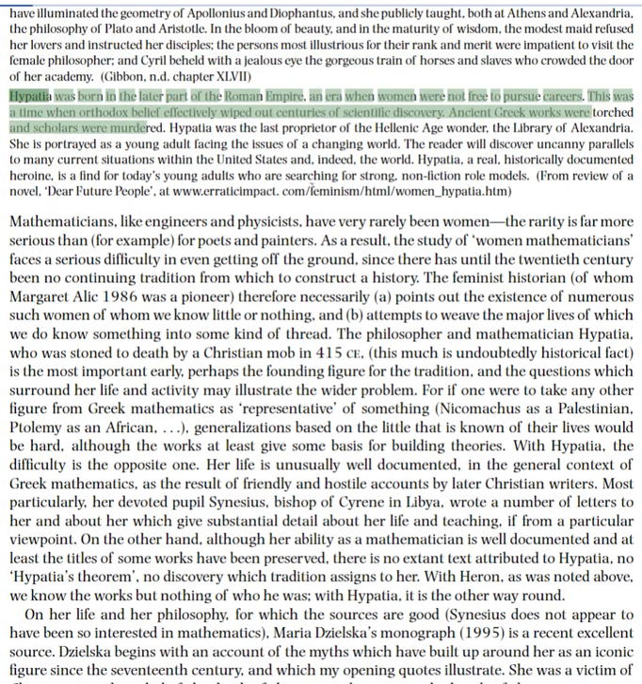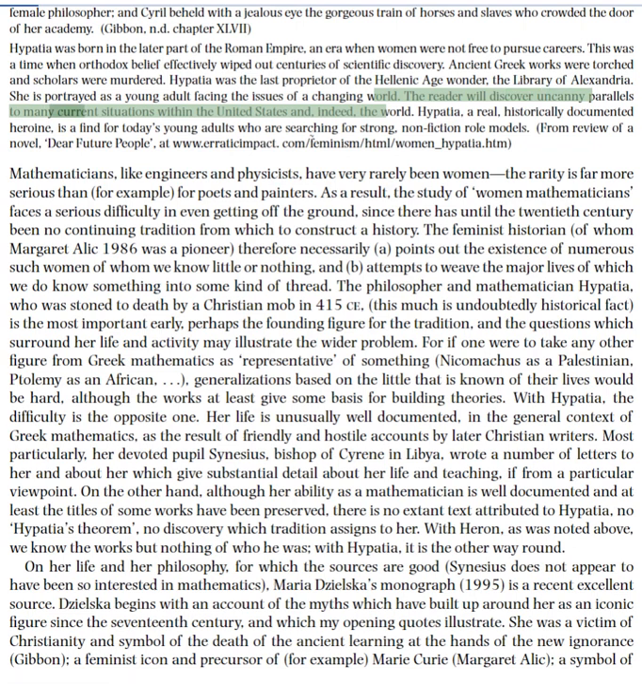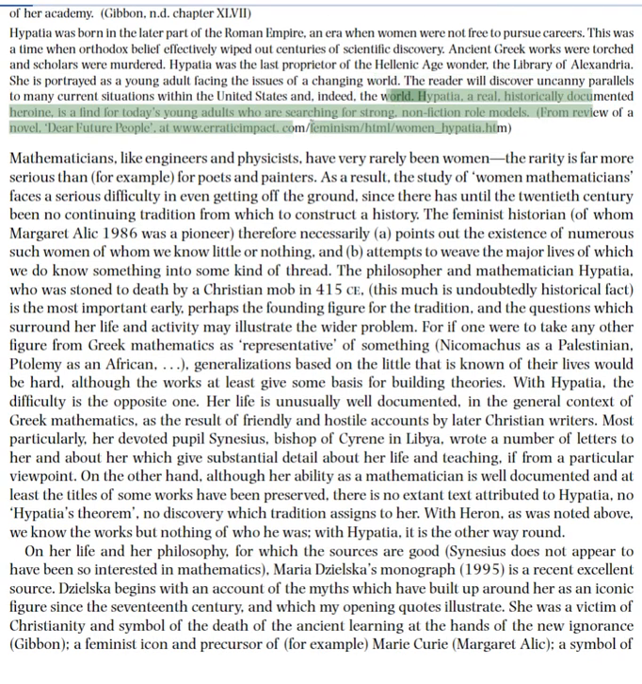Hypatia was born in the later part of the Roman Empire, an era when women were not free to pursue careers. This was a time when orthodox belief effectively wiped out centuries of scientific discovery. Ancient Greek works were torched and scholars were murdered. Hypatia was the last proprietor of the Hellenic age wonder, the Library of Alexandria. She is portrayed as a young adult facing the issues of a changing world. The reader will discover uncanny parallels to many current situations within the United States and, indeed, the world. Hypatia, a real, historically documented heroine, is a find for today's young adults who are searching for strong, non-fiction role models.